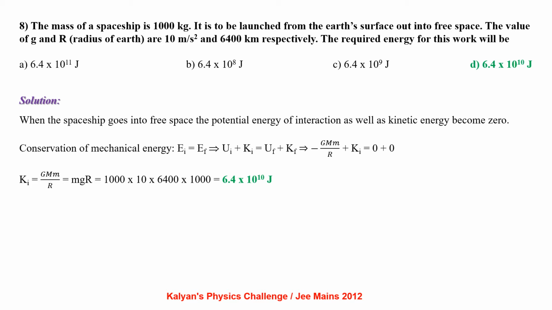Conservation of mechanical energy, E initial equals E final, that is minus GMm by R plus K initial equals 0, which gives us K initial equals GMm by R, which is nothing but m times small g times capital R. Upon substituting the numerical values, we have 6.4 times 10 power 10 joule.